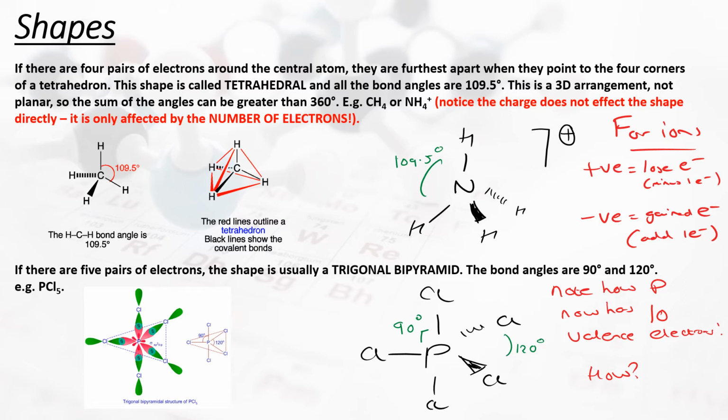So if you come across something where you have more than 8 electrons, it doesn't necessarily mean that it's wrong. If it's in period 2, for example carbon or nitrogen, yes it would be, because we don't have any extra orbitals to use, but in period 3 and below we have extra orbitals we can use. So 4 pairs of electrons is tetrahedral, bond angle of 109.5. 5 pairs of electrons is trigonal bipyramidal with bond angles of 90 and 120 degrees.